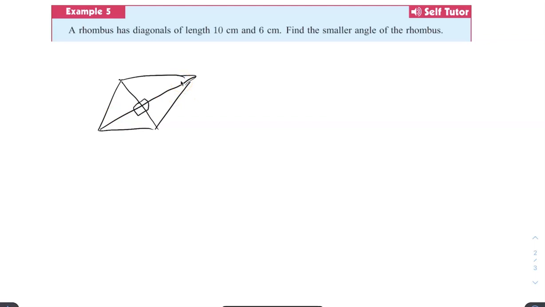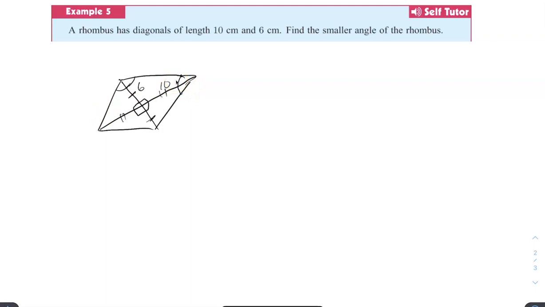The inside makes 90-degree angles, and they also bisect each other. So these two sides are equal, and these two sides are equal. So this is 6, and that is 10. Find the smaller angle of the rhombus. So I want the smaller angle. There's two angles here. There is this one, and then there's this one. These two opposite ones are congruent, and these two opposite ones are congruent.